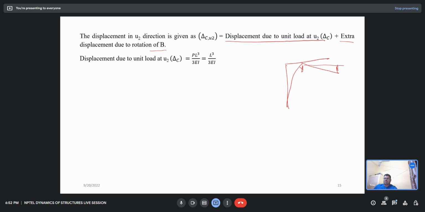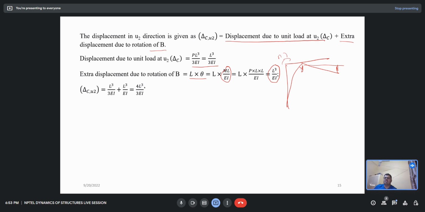Due to unit load, that comes out to PL cube over 3I, as I discussed earlier. The extra displacement due to the rotation is L into theta, where theta is ML over EI. If there is a moment here, the rotation developed is ML over EI. If you put in the value of M, you get L cube over EI. So your displacement is L cube over 3I plus L cube over EI, which is 4 by 3 L cube over I. So F22 is 4L cube over 3I. So the flexibility matrix is this.